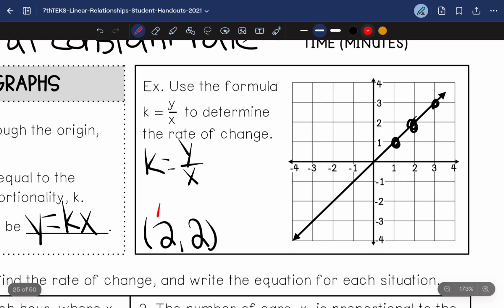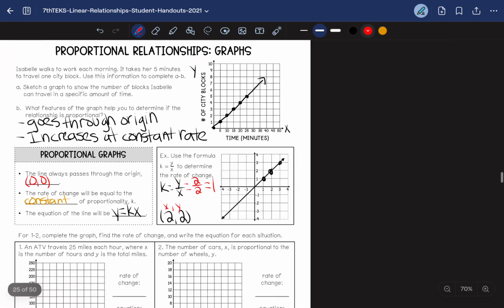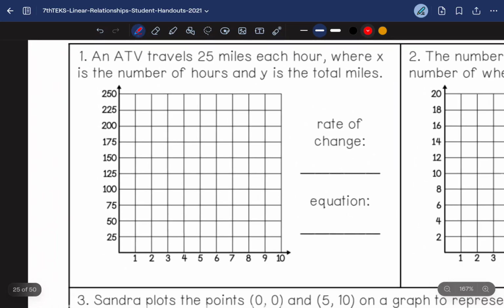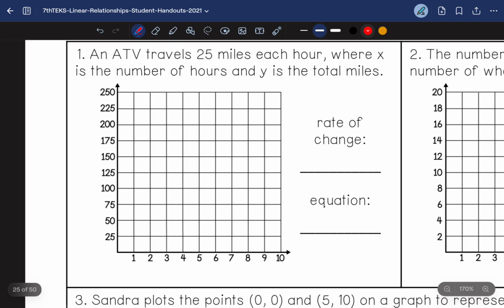So the first number in our ordered pair represents the x values, and then the second one represents the y values. So the y is 2, and the x is 2. 2 divided by 2 is 1. So the rate of change is 1. All right, 1 through 2, we have to find the rate of change, but first we have to graph.